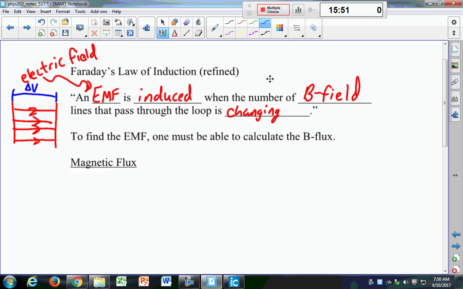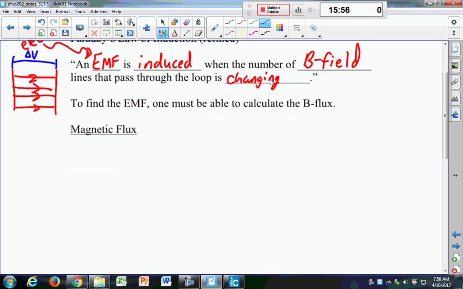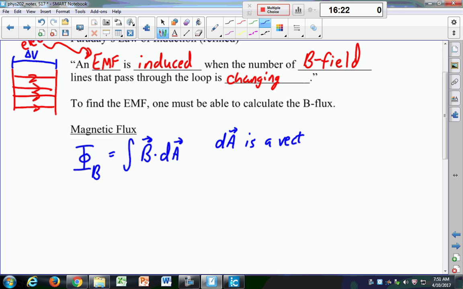Okay, so let's go back and think about magnetic flux. We've seen this before, but you're going to see it again. In order to find the EMF, you have to be able to calculate the magnetic flux. And if you remember, we've done different types of flux, but our magnetic flux, phi of B, is equal to the integral of B dot dA, where dA is a vector perpendicular to the area.